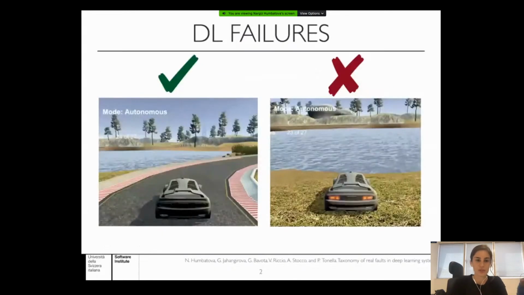As deep learning, or shortly DL, solutions are integrated into an increasing number of safety-critical applications, ensuring their robustness and understanding the reasons behind failures is very important. We define as a failure the inability of a DL component to exhibit behavior that was expected in accordance with the performance requirements. In the example here, you can see on the right an autonomous car that fails to follow the truck as it does on the left and goes into the lake. It's clearly a failure for an autonomous vehicle.